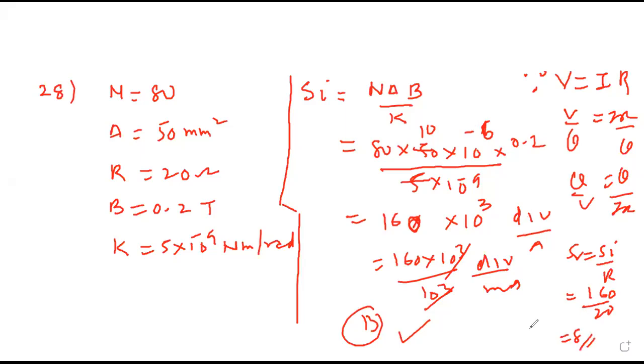Even C is correct then. Now let's check A, because all of this is given. For A, the sensitivity is 8 division for 1 millivolt. So since 8 division means 1 millivolt, then 0.01 millivolt is equal to 0.08 division.